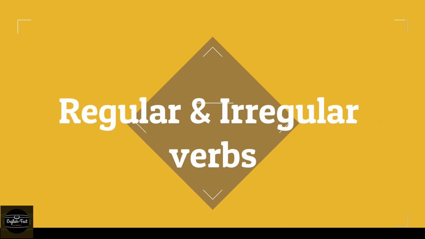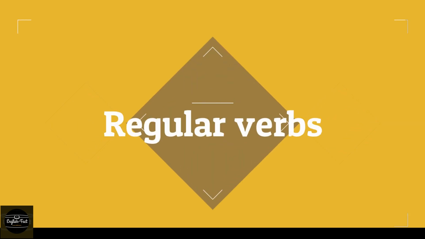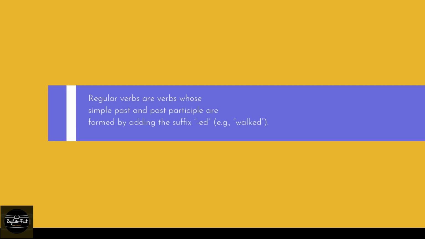Regular and irregular verbs. Regular verbs. Regular verbs are verbs whose simple past and past participle are formed by adding the suffix ed. For example, walked.